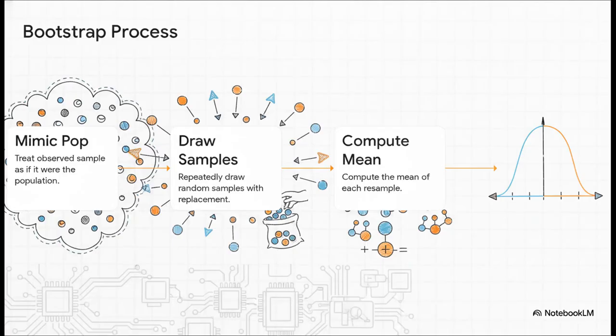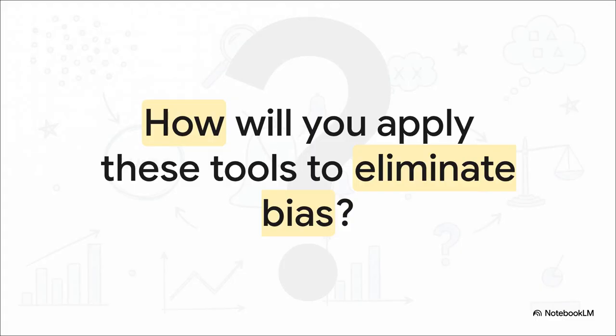Let's quickly walk through this clever bootstrapping workaround because it's super cool. Usually we sample from a population, right? But if we don't know what the population actually looks like, the bootstrap method just mimics it by treating our original observed sample as if it were the population. The computer then repeatedly draws random samples from it, again with replacement. We compute the mean of each of those thousands of resamples, and then we just calculate the standard error across all of them. It is such a brilliant way to use raw computational power to establish statistical confidence when traditional formulas completely fail us.